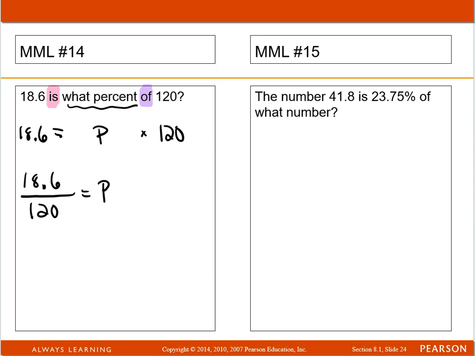So grab your calculator. It's numerator divided by denominator. So 18.6 divided by 120 is 0.155.